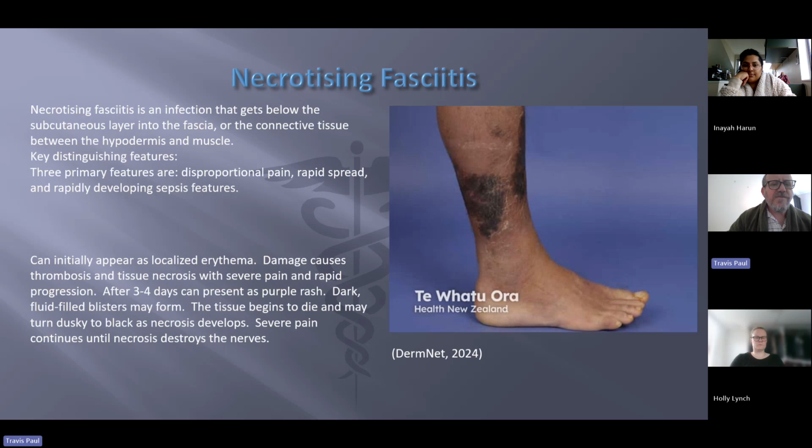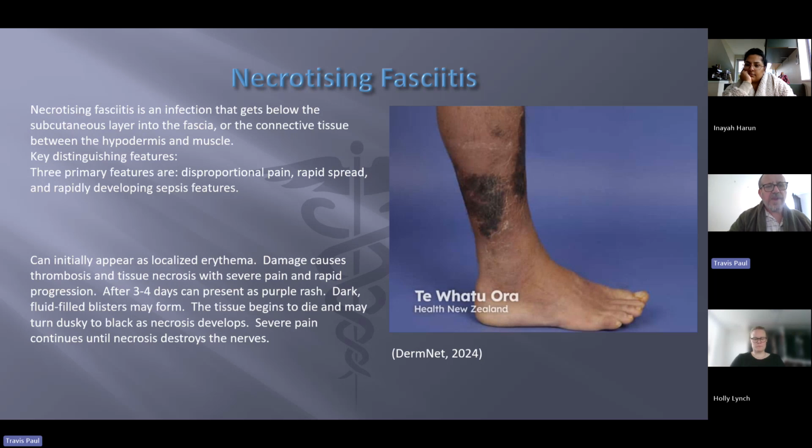Necrotizing fasciitis is an infection that gets below the subcutaneous layer into the fascia, or the connective tissue between the hypodermis and the muscle. Three primary features when you're dealing with these patients are disproportionate pain. It's more painful than you would expect. Rapid spread and rapidly developing sepsis features, dropping blood pressure, tachycardia.